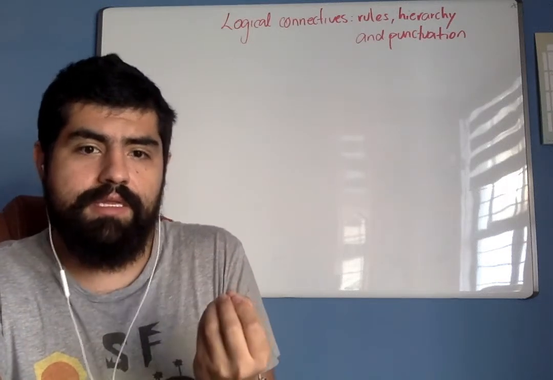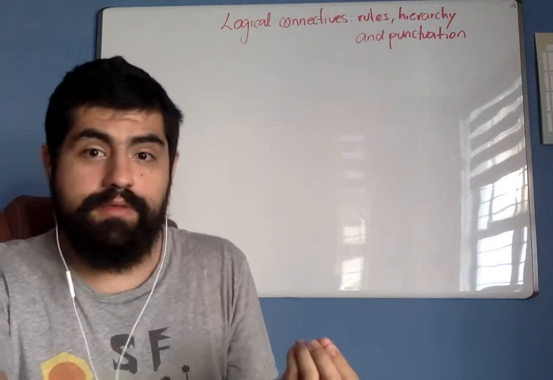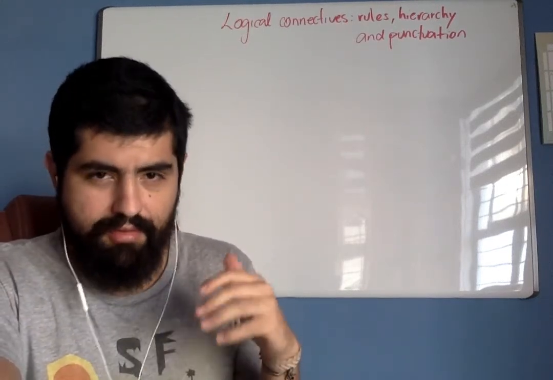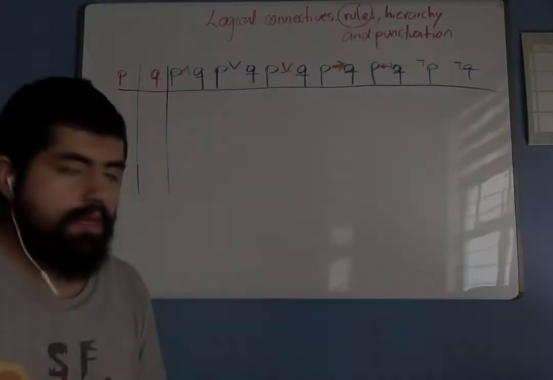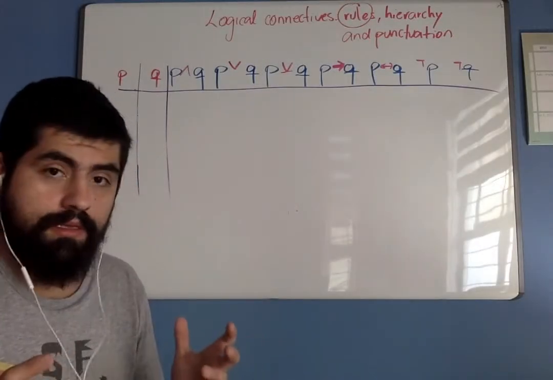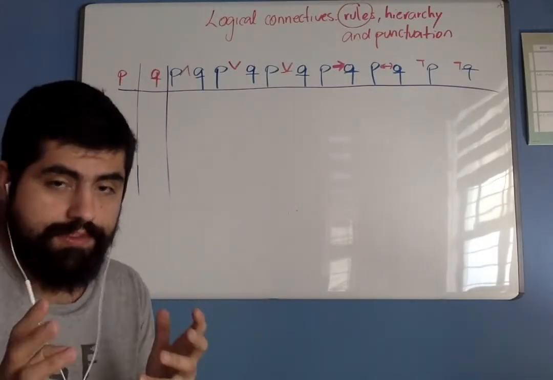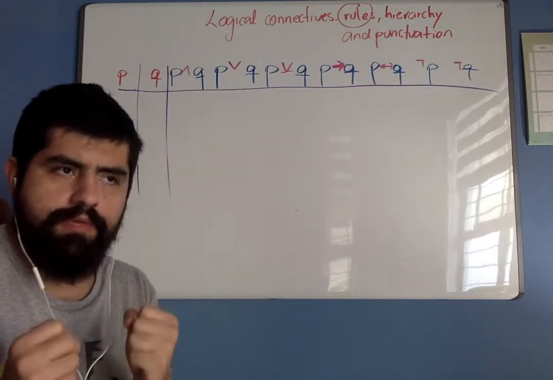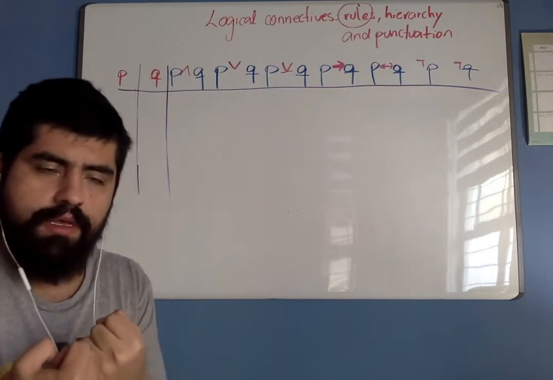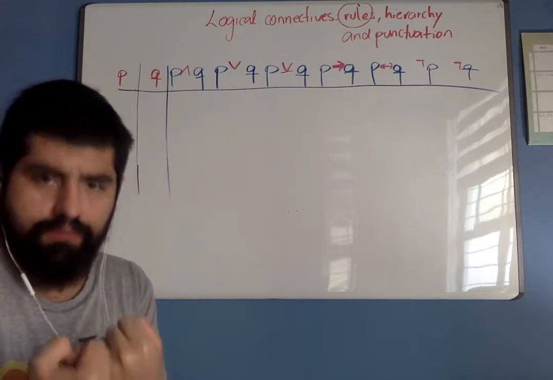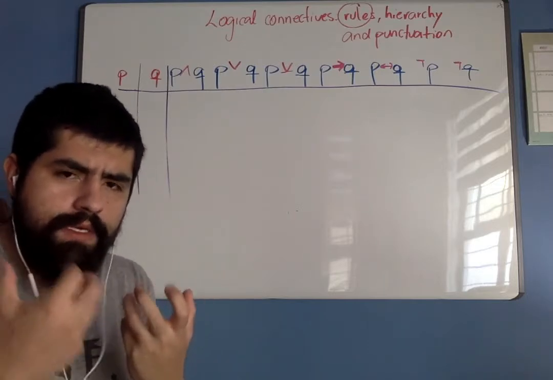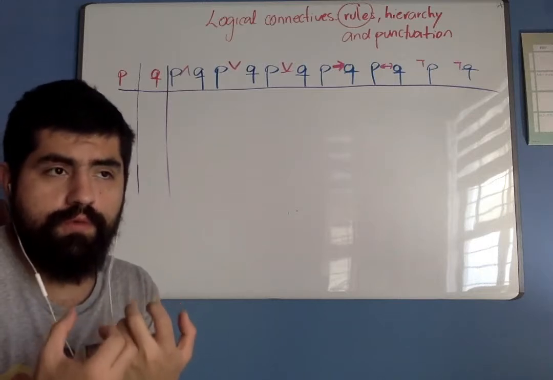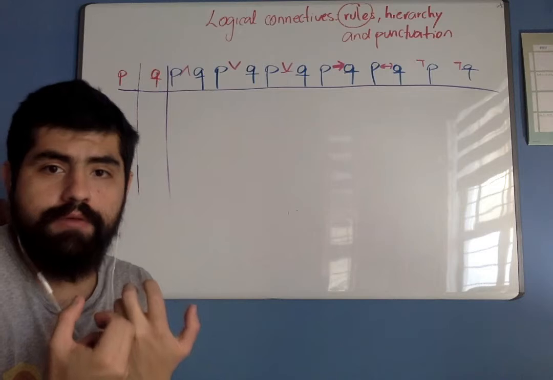A logical connective can be true or false. We cannot have another possibility. So let's do this. First of all, the rules of the logical connectives. I just said that not only the propositions can be true or false, but also the logical connectives. How can we know the truth value of the logical connectives?